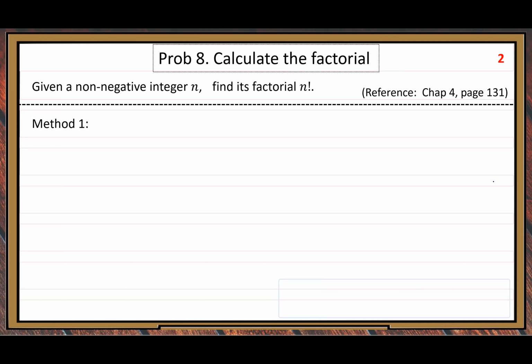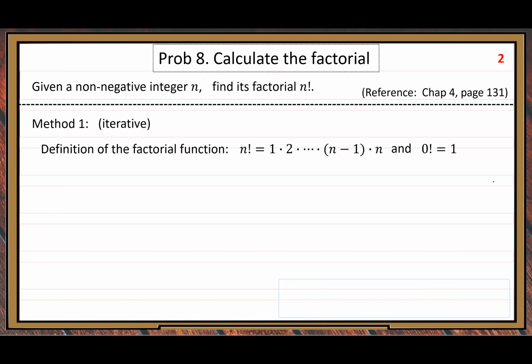Method 1, the first one, non-recursive way. We don't need a recursion. Iterative way. So we just use the definition of the factorial function: the product of the first n consecutive integers. So you use a for loop. But when you define your factorial in this way, we have one special factorial we need to define here.